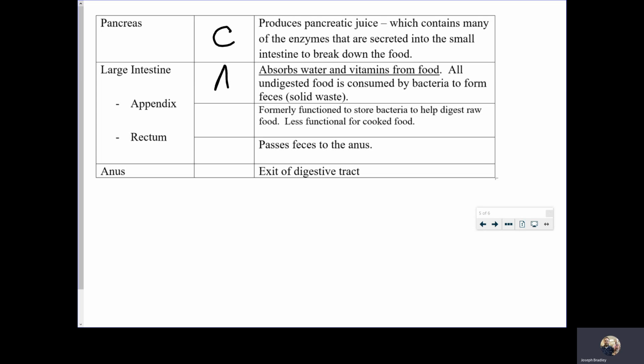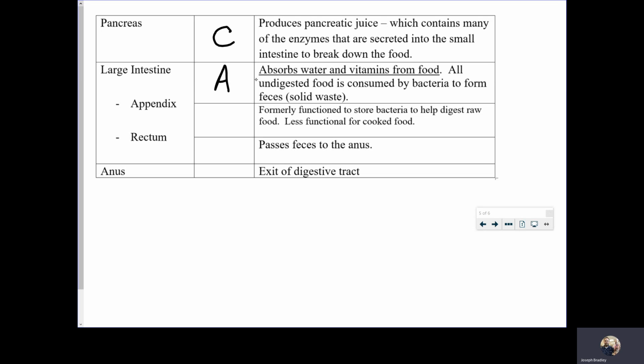Large intestine. It's for absorption, so it absorbs water and vitamins from your food. But basically, by the time your food gets to the large intestine, really all it is is stuff that your body is not able to break down. There are some components of some foods, like fiber, that are not able to be broken down, and that just pretty much stays there. What really happens is the bacteria are going to consume that, and some of the bacteria are going to produce the vitamins that you're going to need.